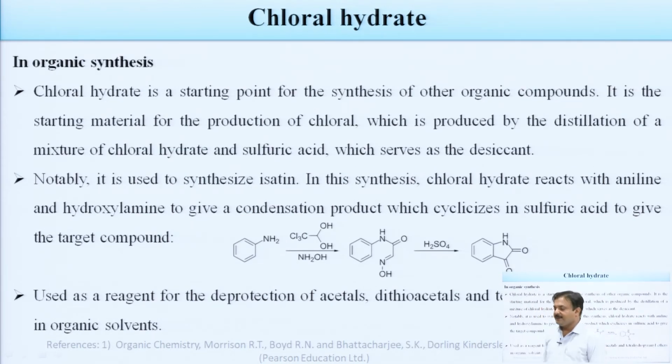In organic synthesis, chloral hydrate is a starting point for the synthesis of other organic compounds. It is the starting material for the production of chloral, which is produced by the distillation of a mixture of chloral hydrate and sulfuric acid, which serves as the desiccant. Notably, it is used to synthesize isatin, a very important molecule. In this synthesis, chloral hydrate reacts with aniline and hydroxylamine to give a condensation product which cyclizes in sulfuric acid to give the target compound.